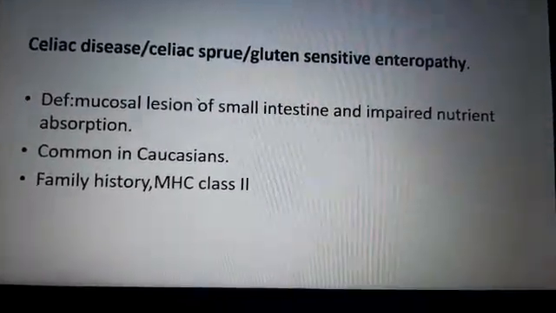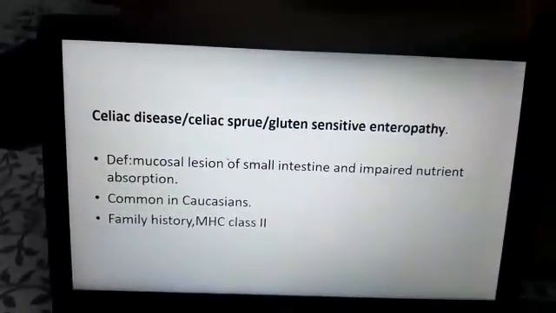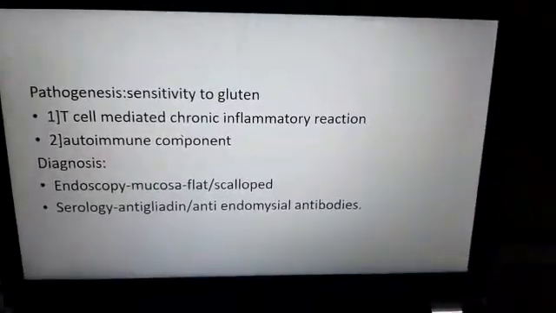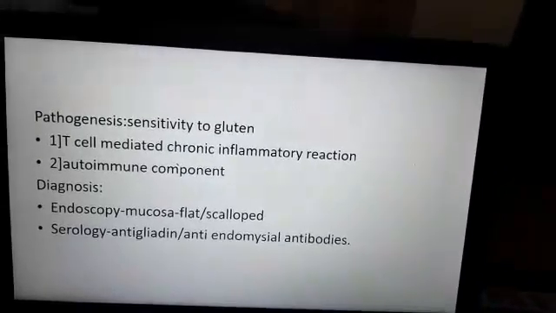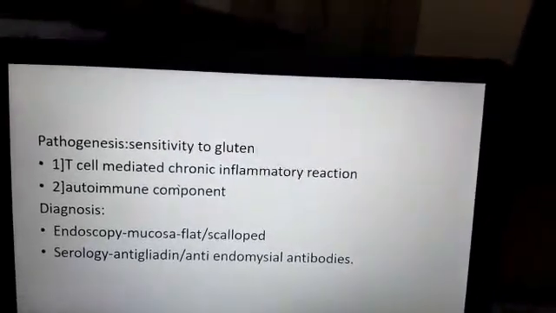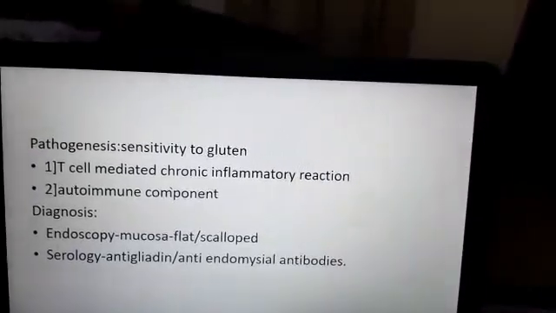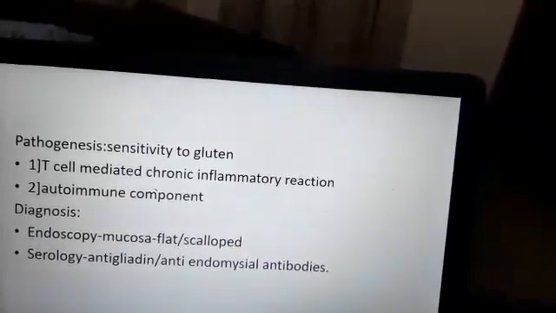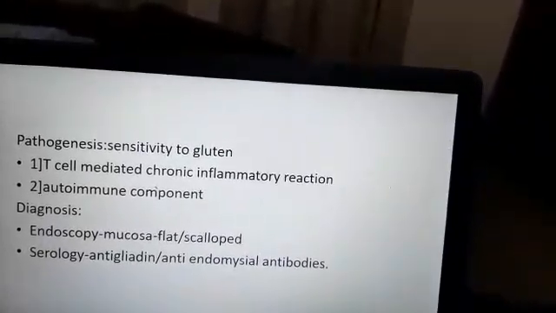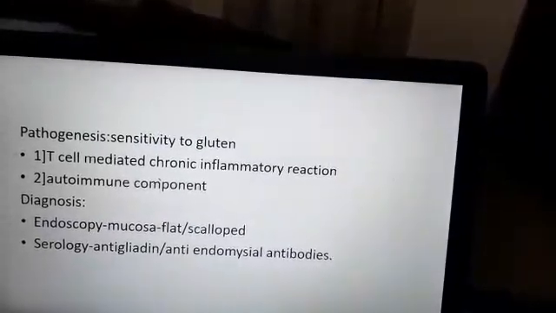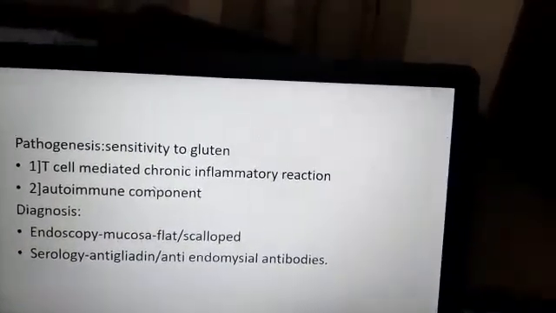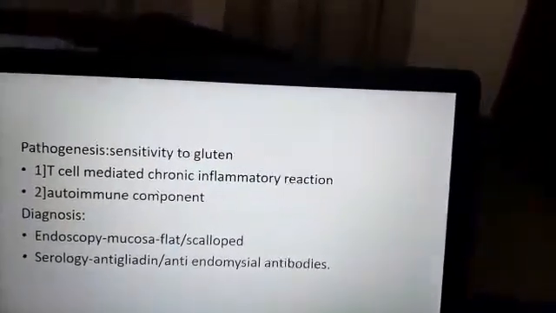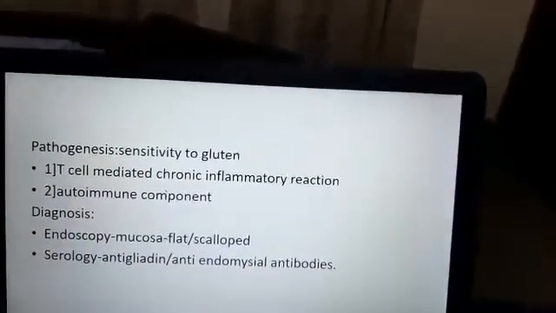So the names of celiac disease are celiac sprue and gluten sensitive enteropathy. The pathogenesis is sensitivity to gluten. T cell mediated chronic inflammatory reaction is seen and an autoimmune component is also there. Diagnosis is by endoscopy, where the mucosa will be flattened and scalloped, and on serology there will be anti-gliadin and anti-endomysial antibodies.